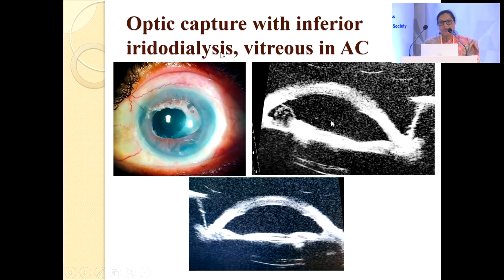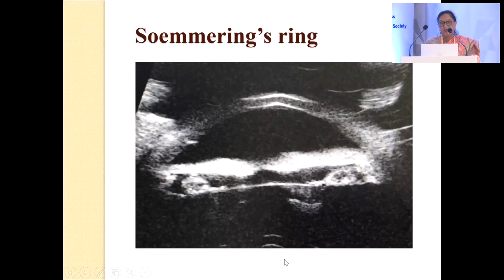In this patient, there is an optic capture, inferior iridodialysis, and vitreous in the AC. But we are not able to see that vitreous in the AC very well on the slit lamp. So when we did this UBM, there is vitreous in the anterior chamber. It causes irritation and raised intraocular pressure.